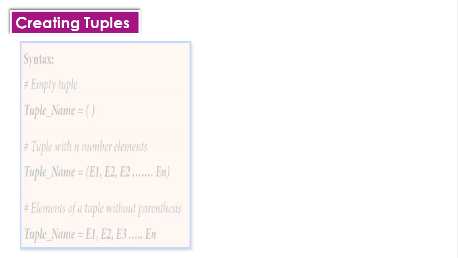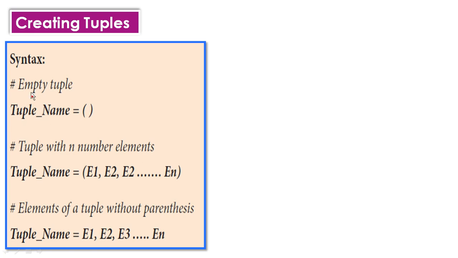Next, how to create tuples. Creating tuples, next heading. The syntax for empty tuple creation is tuple name equal to empty parentheses. There are no elements here. So here an empty tuple is created. And the second syntax, tuple with n number of elements: tuple name equal to E1, E2, E3 and so on, enclosed with parentheses. This is creating a tuple with n elements.